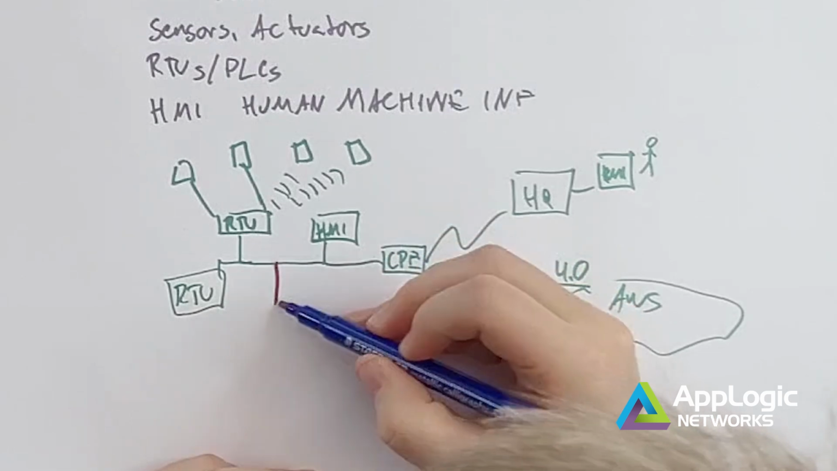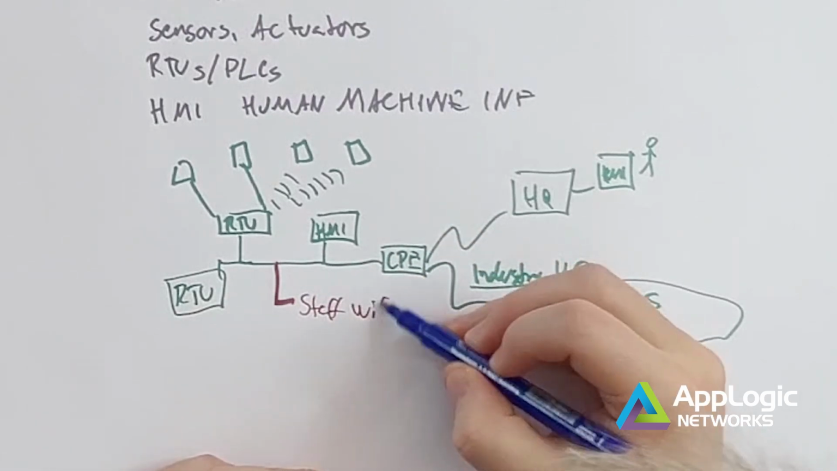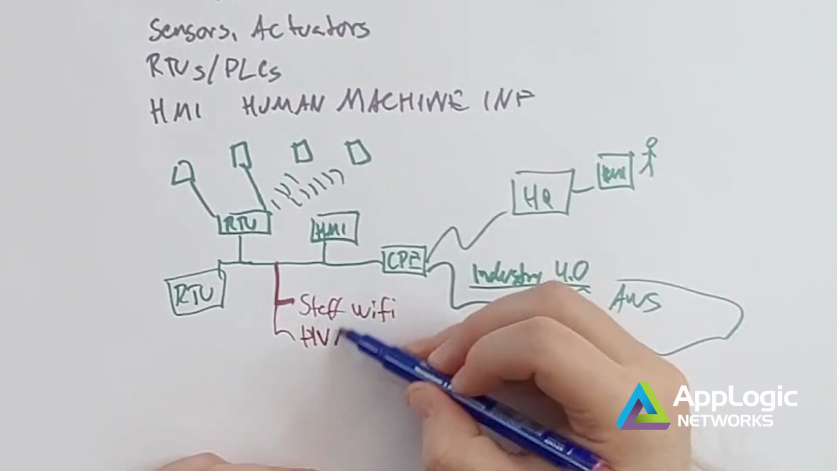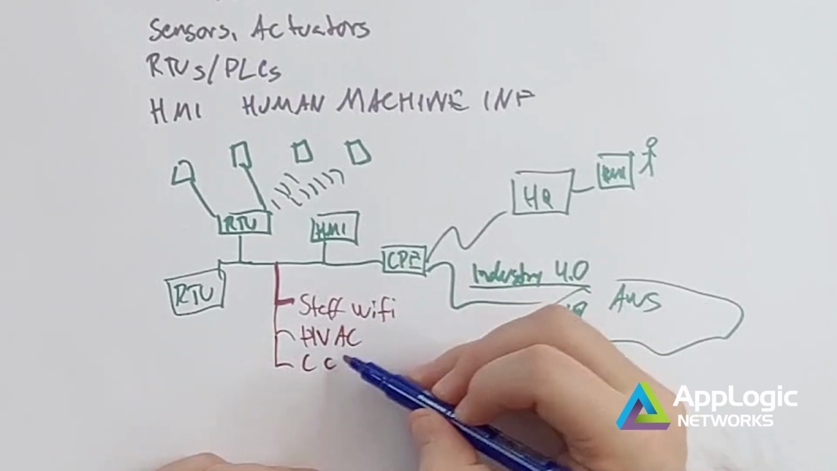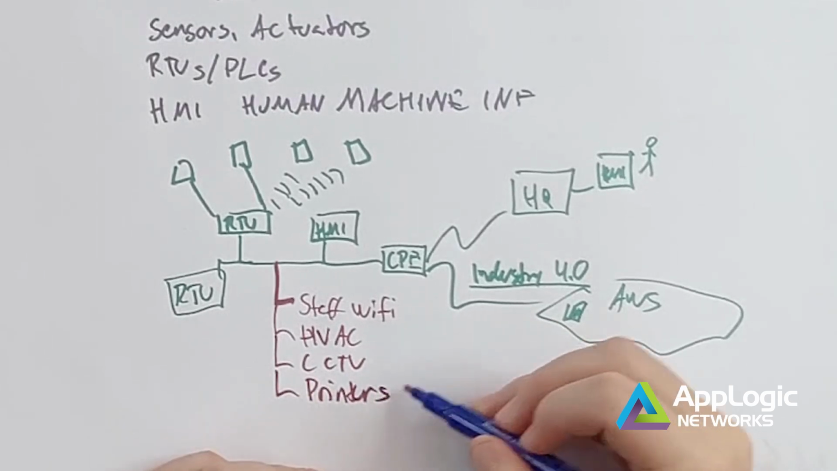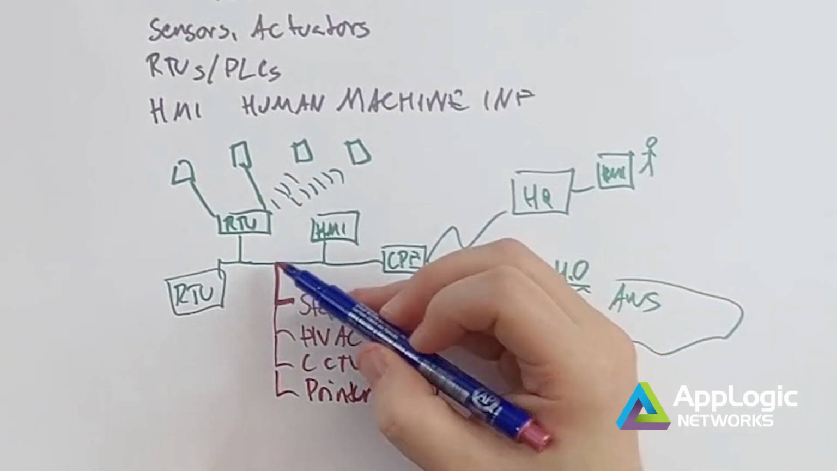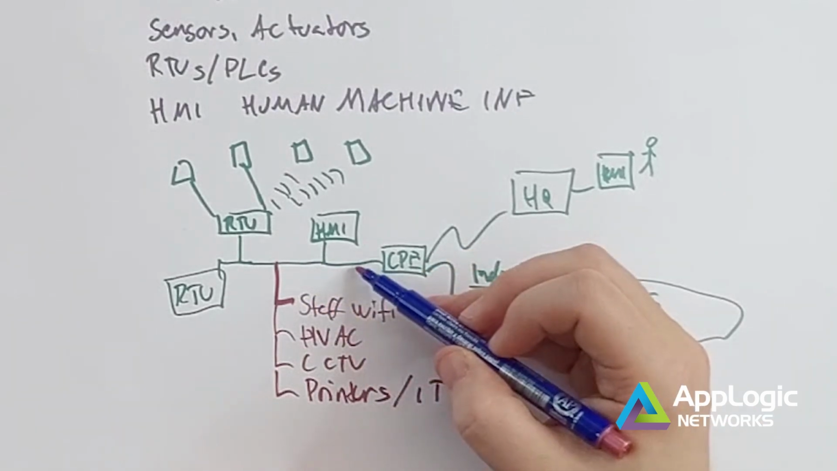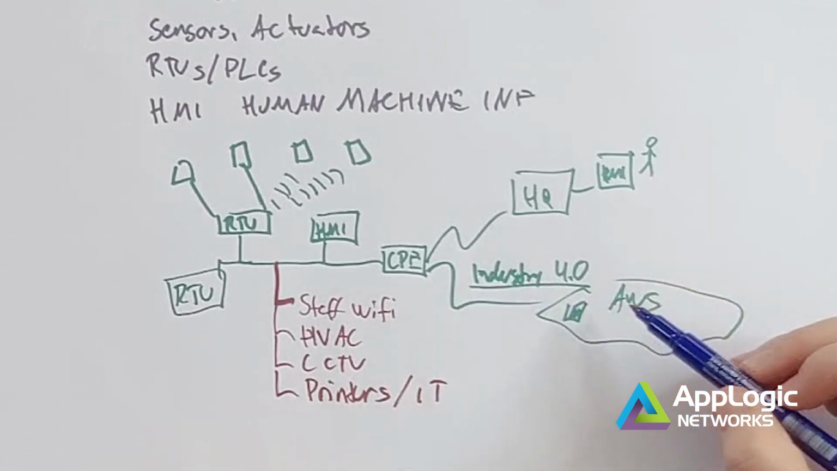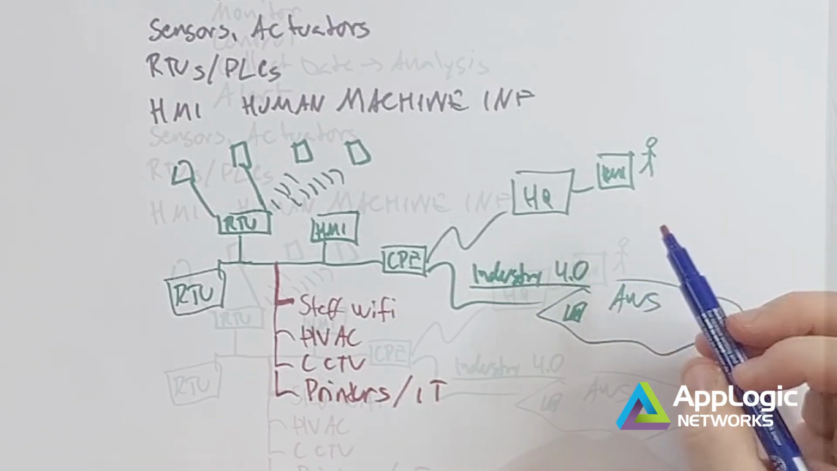In the site, you will also have staff Wi-Fi. You will have your AC systems, you'll have CCTV systems, you'll have printers and other IT stuff, and building management, etc. Typically, that will come into the same network. And in some cases, like the staff Wi-Fi, maybe go out over the same internet link.